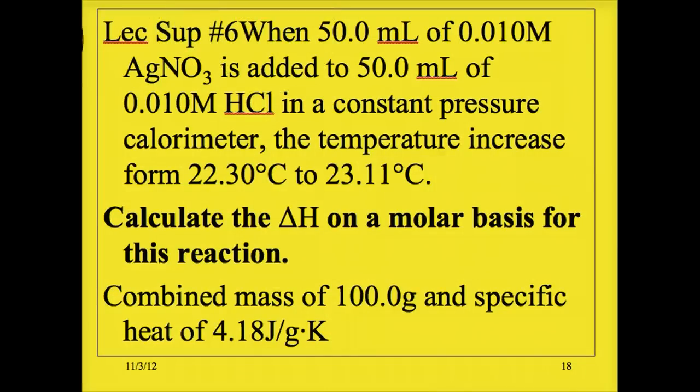Silver nitrate and HCl. All right, when you're adding 50 mLs of 0.01 molar silver nitrate to 50 mLs of 0.01 molar HCl in constant pressure calorimetry, the temperature increases from 22.3 to 23.11. Calculate the ΔH on a molar basis for the reaction.